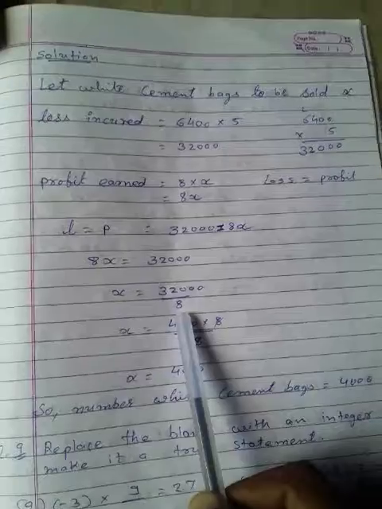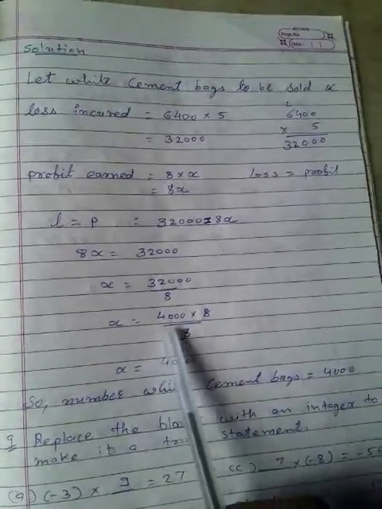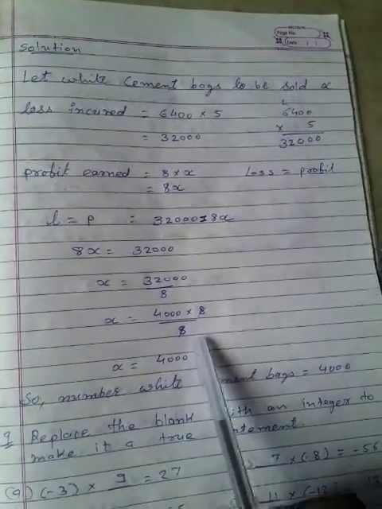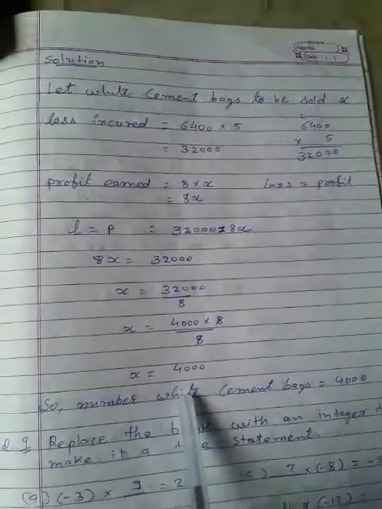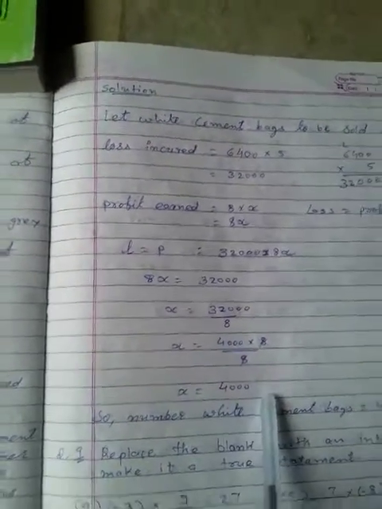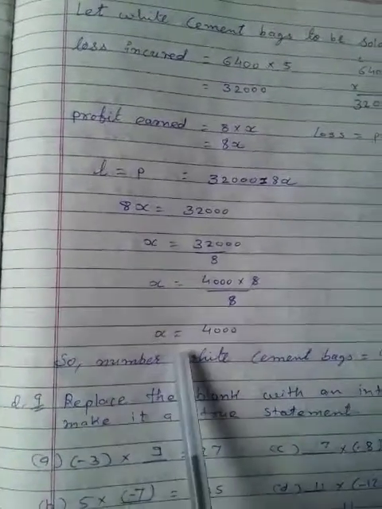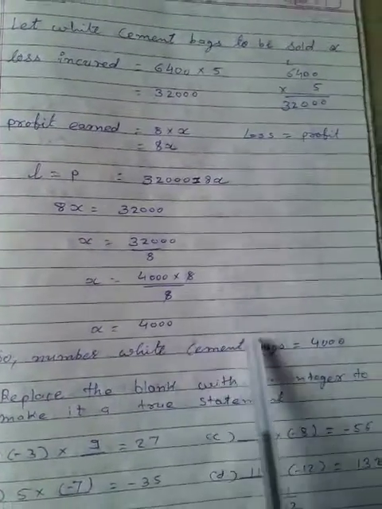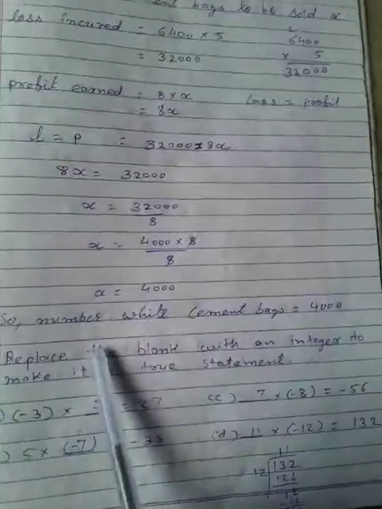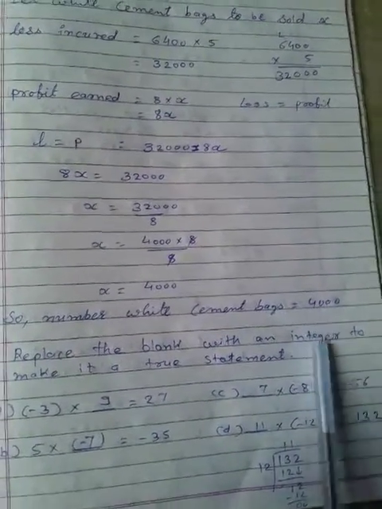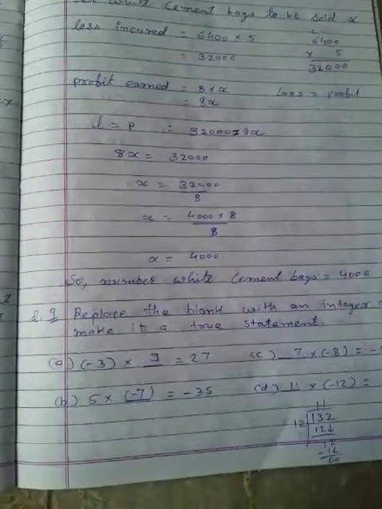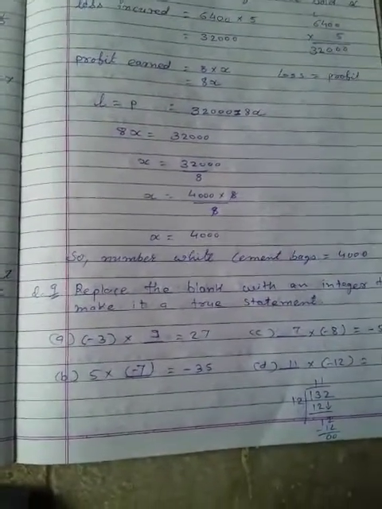32,000 divided by 8. x is equal to 4,000 multiply 8 divided by 8. So 8 cancels. So what is remaining? 4,000. So x is equal to 4,000. So what is the answer? So number of white cement bags is 4,000. Okay, understood this? Next question. Question number 9.